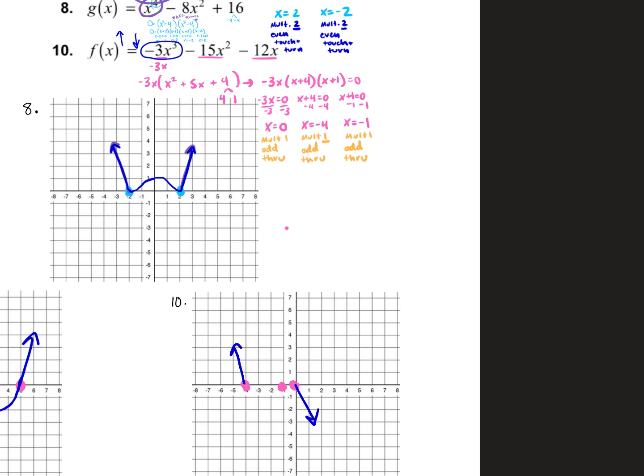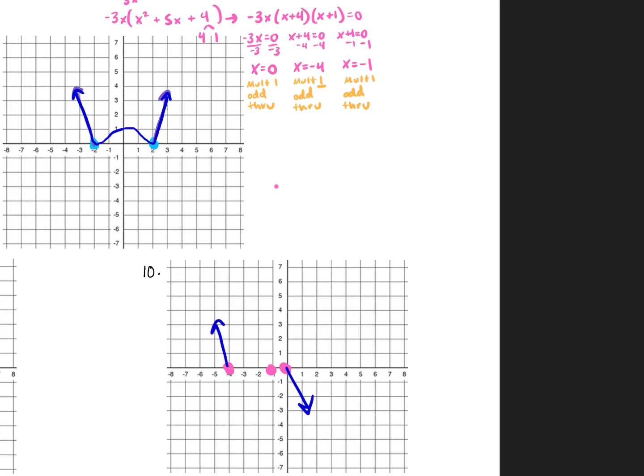Now, what do I do at -4? Do I touch and turn or go through? I said before I go through. So I go through this point. What do I do at -1? I go through. So I go through -1. And what do I do at 0? Go through. So that's our graph.